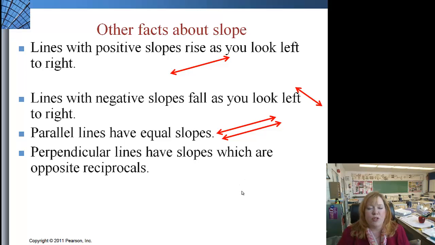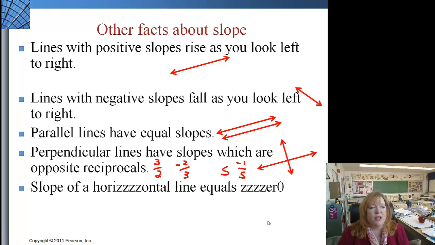Perpendicular lines have slopes which are opposite reciprocals. What is an opposite reciprocal, you ask? Well, here's an example. 3 over 2 and negative 2/3. That's an opposite reciprocal. 5, which could be expressed as 5 over 1, and negative 1/5 are also opposite reciprocals. So perpendicular lines, you can see this one would have a positive slope as you look left to right. If I drew a perpendicular line, you can see that goes the opposite direction, so they have to have opposite signs. Slope of the horizontal line is 0.